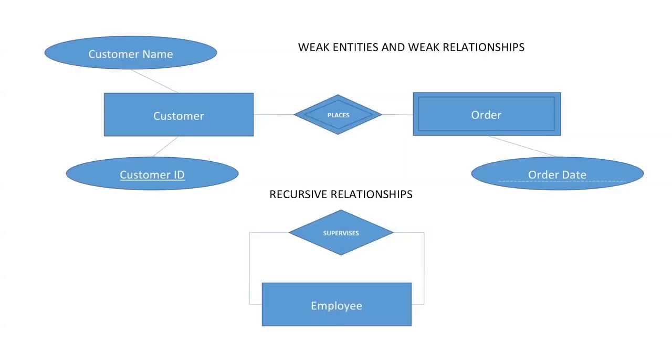I will briefly discuss some more advanced ERD concepts. We have weak entities and weak relationships. A weak entity is an entity that depends on the existence of another entity. In our ERD, order is actually a weak entity. Weak entities use a foreign key from the strong entity and its own attribute to form its primary key. In this example, the primary key is the customer ID coupled with the order date.